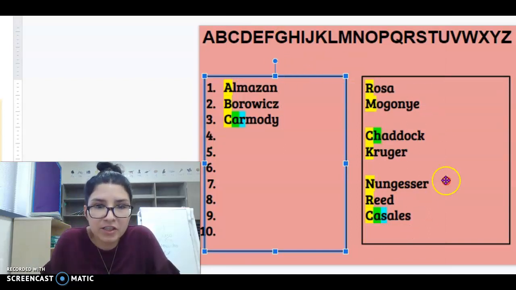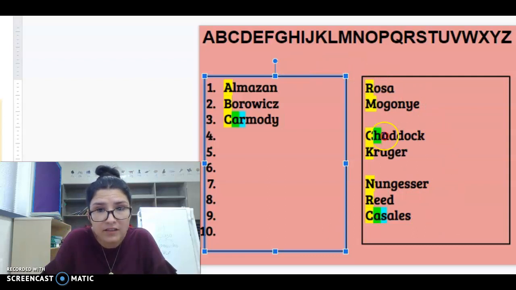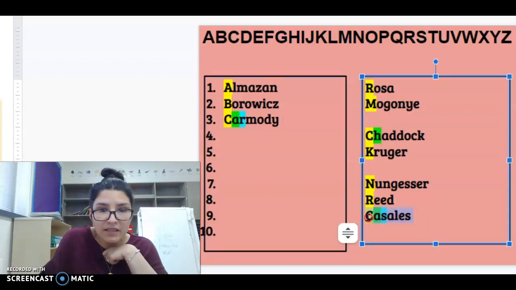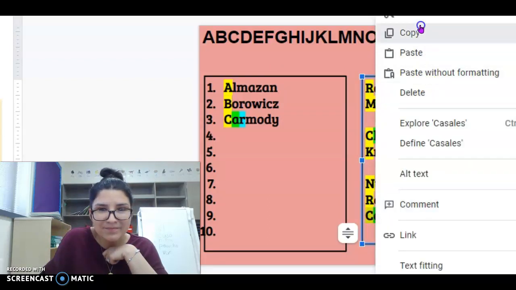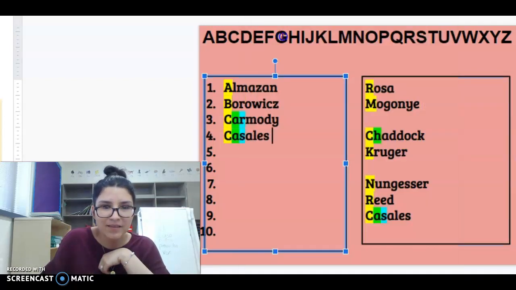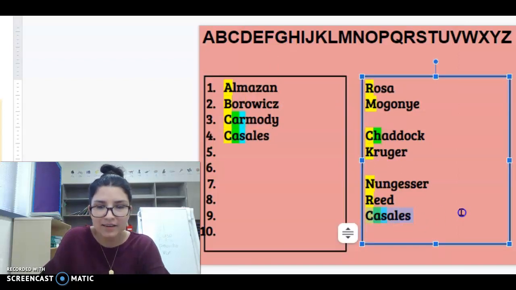Okay, now do we just keep going? No, we still have Casales and Chaddock. We have to put them next. Casales has an A and Chaddock has an H. Out of these 2 names, which one's going to go next after Miss Carmody? Miss Casales. Then would it be Miss Chaddock? It would, because let me show you.